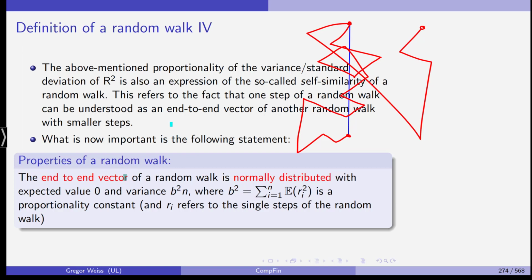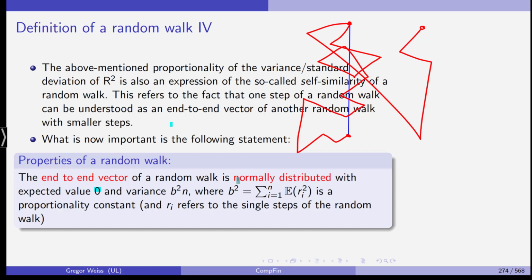Well, the end-to-end vector is normally distributed with expected value 0 and a variance b squared times n, where b squared is calculated from the sum of the expected length of all those individual step lengths of the random walk. So what does this mean? First of all, the end-to-end vector of such a random walk is, at least the length, is normally distributed. The expectation is 0 and the variance is proportional to the number of steps.